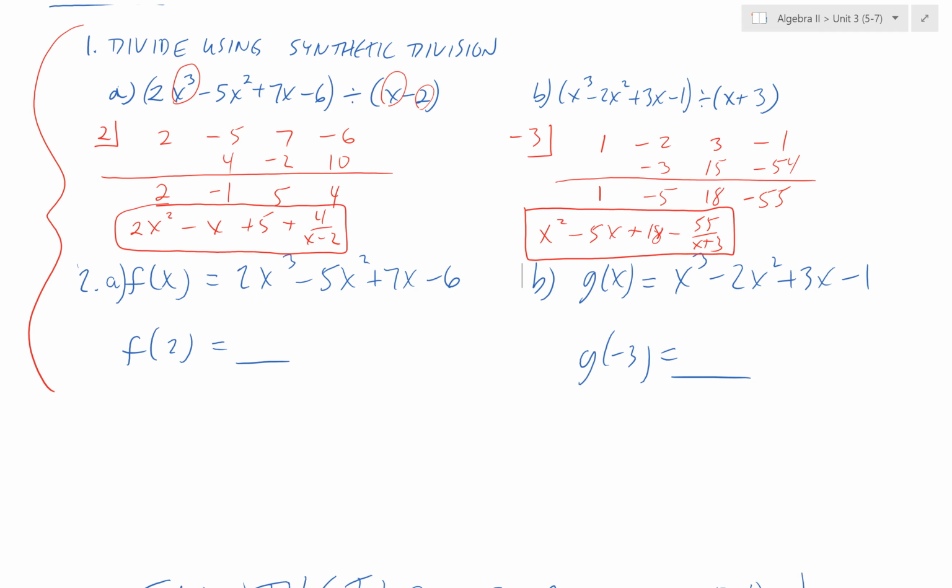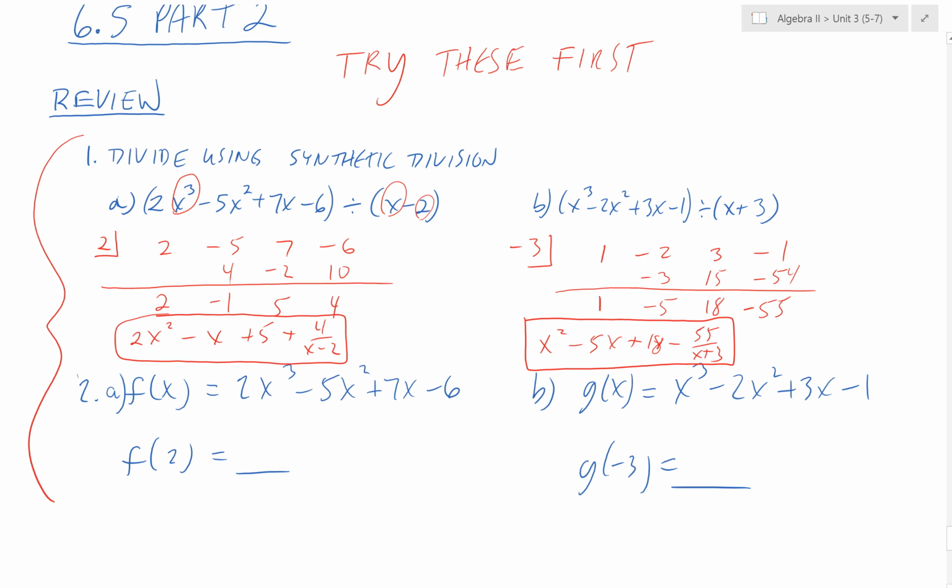Any questions on those? Yes, Kiana? Yeah, that's if you're dividing by a binomial of the form x minus a. That's the only time you can use synthetic division, if you're dividing by x minus a. So that would include things like x plus 4, x minus 3, x minus 7. Anything of that form you can use synthetic division.